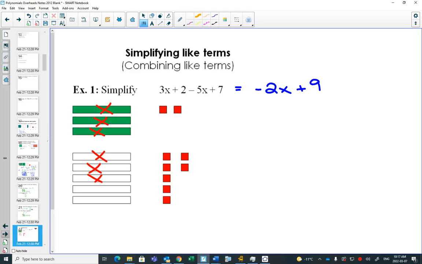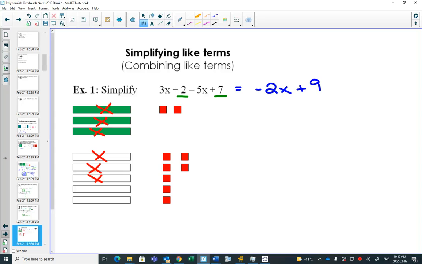When we talked about like terms, I'm going to underline my 2 and 7 in green, because those terms are alike. One of the definitions we talked about is two things are like terms if they have the same variables with the same exponents. And both the 2 and the 7, those are constants. 2 plus 7 is 9.